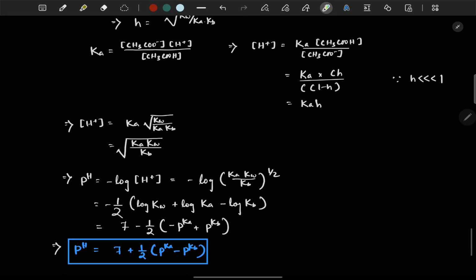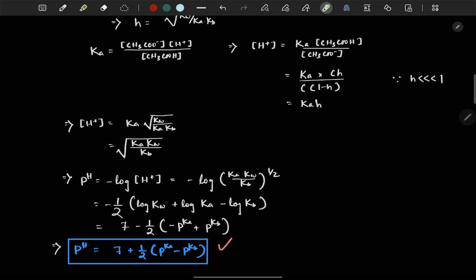And solving this equation, we can say this will be log Kw, this is log Ka, and this is log Kb. So this will be pKb, and this will be minus log Ka, because we know pKa is equal to minus log Ka. So again plus log Ka is equal to minus pKa. And we know at 298 Kelvin, Kw is equal to 10 to the power minus 14. So this will be minus and minus plus. So 7 minus half of (minus pKa plus pKb), or we can say pH is equal to 7 plus half of (pKa minus pKb).